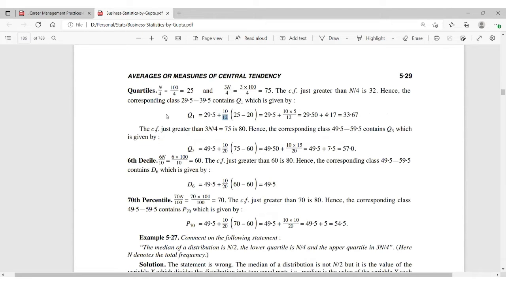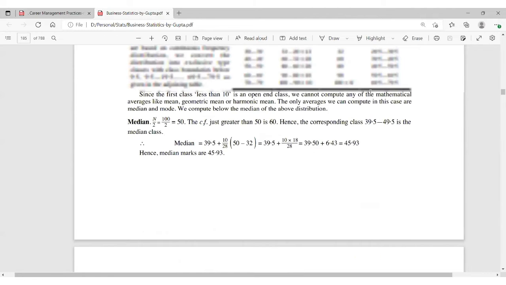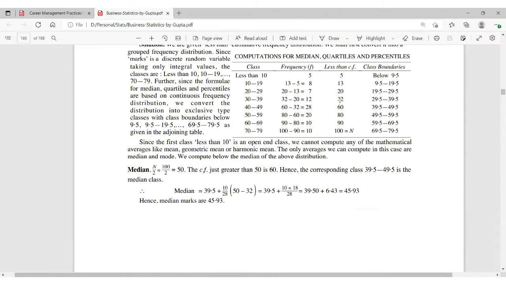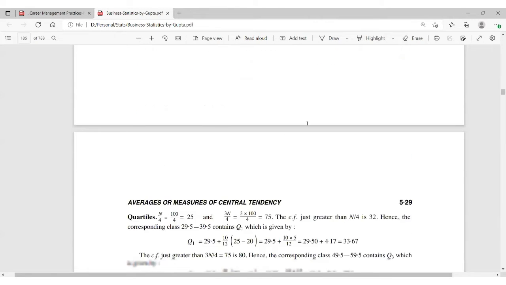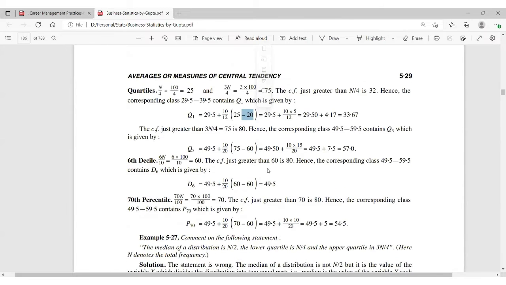n by 4 comes to be 25. We put 25 here. C is the CF preceding to that class, na? This is our quartile class. And the CF preceding to this is 20. So we put 20 here. On solving, we get 33.67. So this is the first quartile.